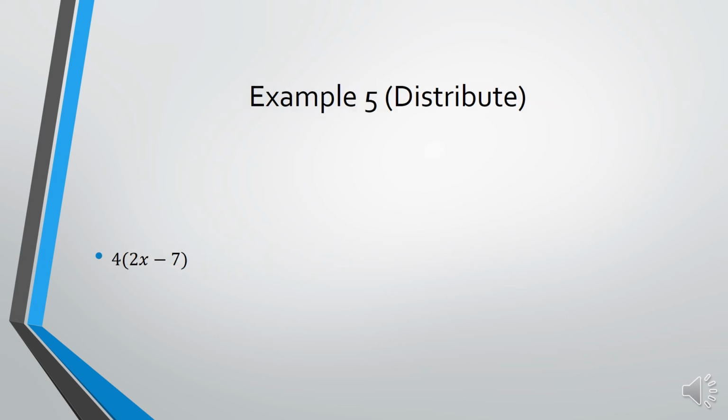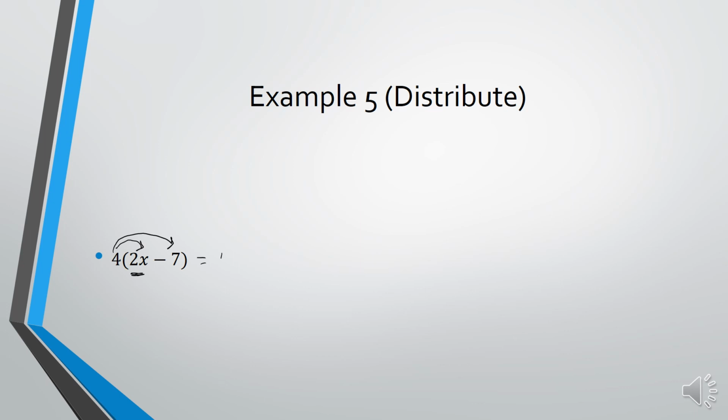Next, what I want to do is distribute. So here I have 4 times 2x minus 7. And when we say distribute, we mean that this 4 needs to be multiplied by everything in the parentheses. So you can think of this as distributing. For distribution, you need to multiply it by everything that's being added or subtracted. I don't distribute it twice to this 2x because that's already being multiplied. You only distribute it to the terms that are being added or subtracted.